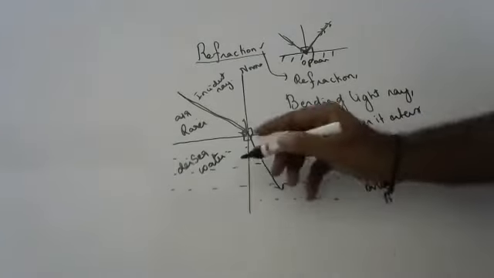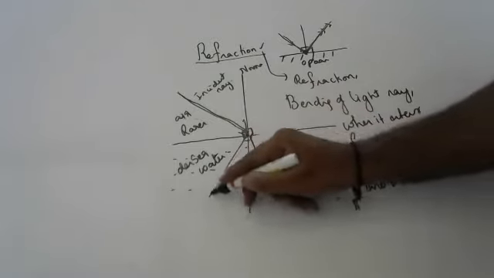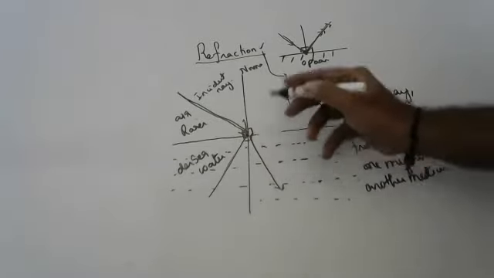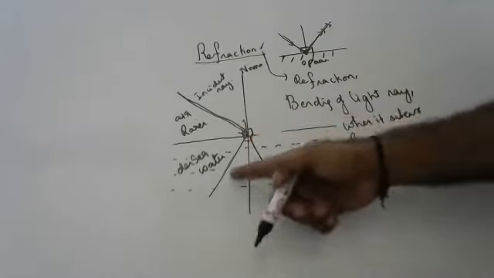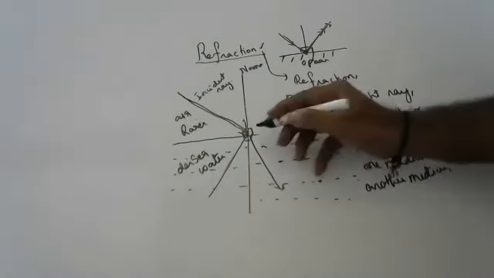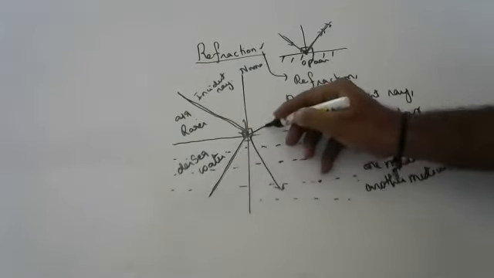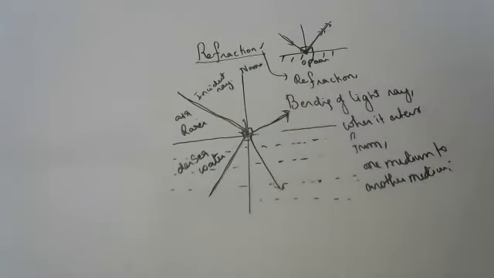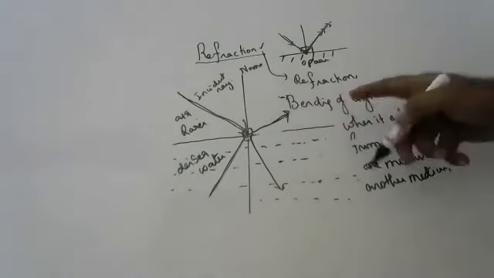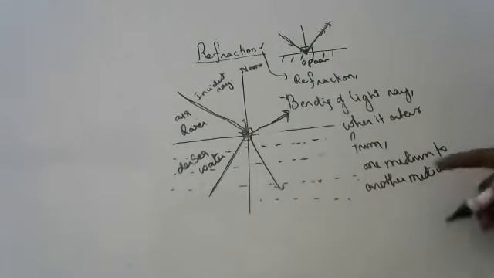Or imagine the light ray is going from water into the air. Does its speed increase or decrease? Increases, sir. So it bends away from the normal. See, children, the light ray goes away from the normal. Try to understand. So what is refraction? Bending of a light ray when it enters from one medium to another medium.